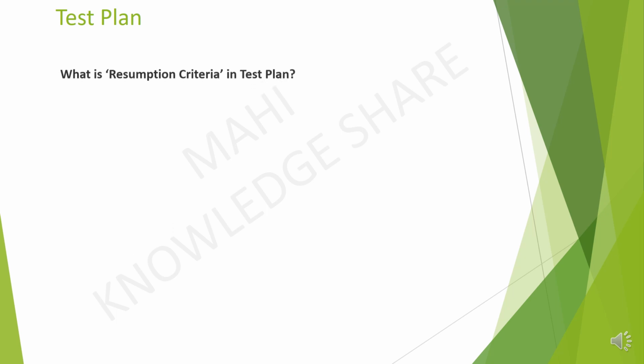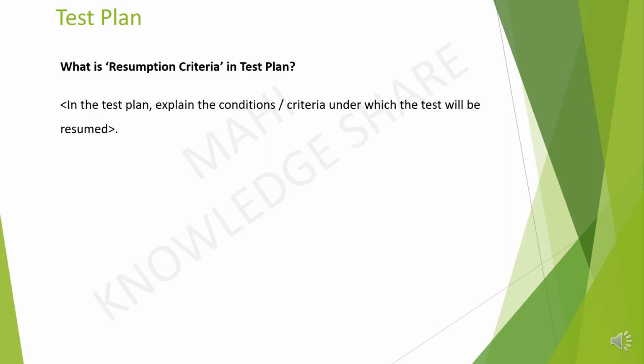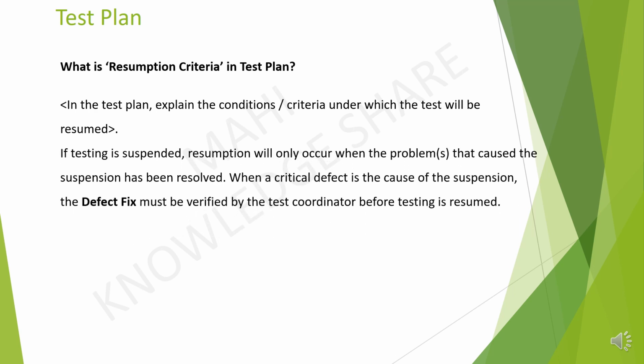Resumption criteria section in test plan document. In the test plan, explain the conditions or criteria under which the test will be resumed. If testing is suspended, resumption will only occur when the problem that caused the suspension has been resolved. When a critical defect is the cause of the suspension, the defect fix must be verified by the testing coordinator before testing is resumed.